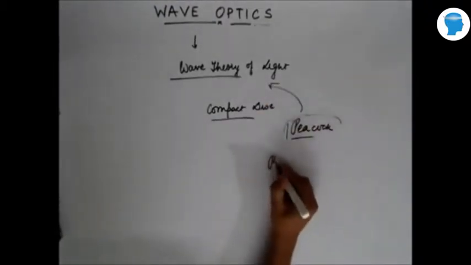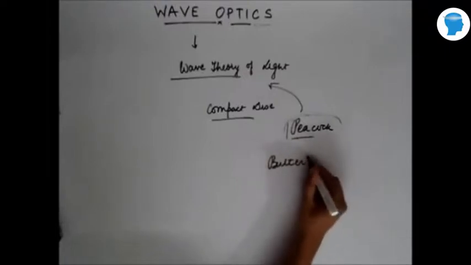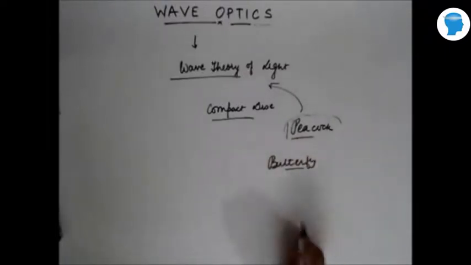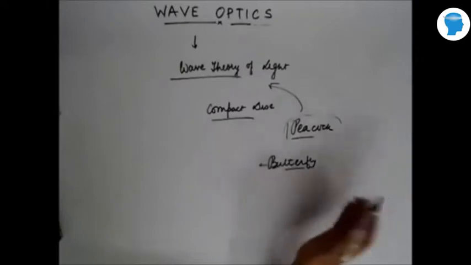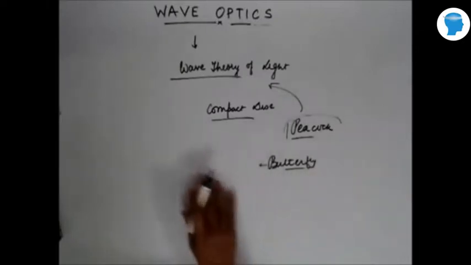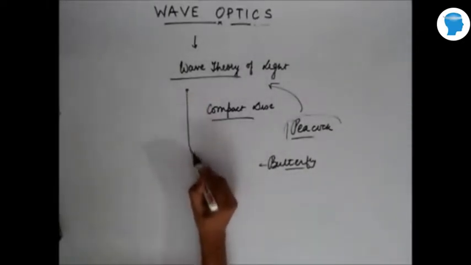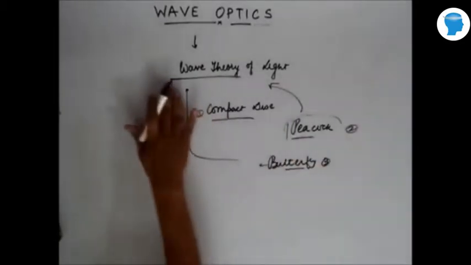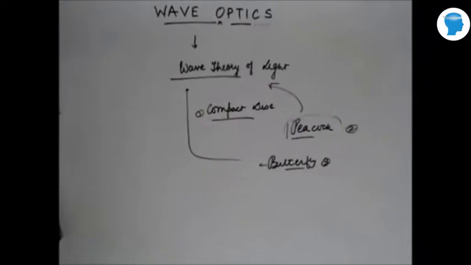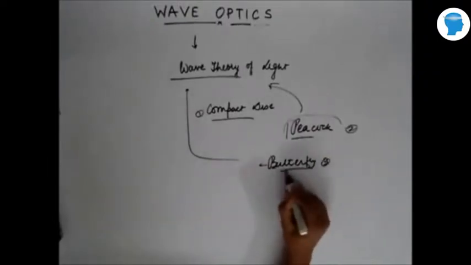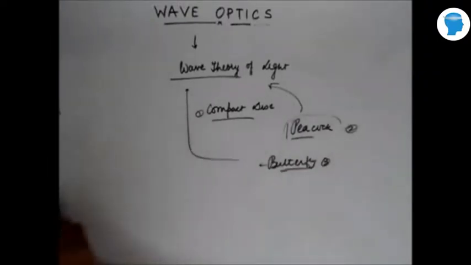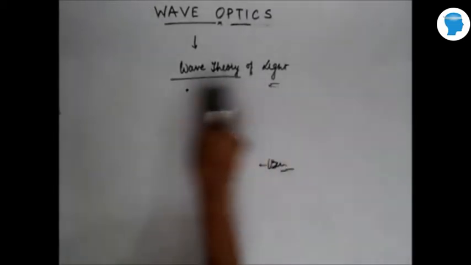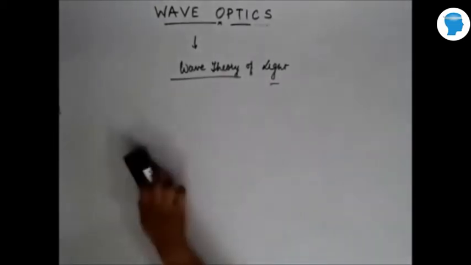Another example could be a butterfly. A butterfly looks very nice, it looks very beautiful. Again, the different colors on the feathers of a butterfly can be explained with the help of wave theory of light. So you see that there are three examples which can be explained with the wave theory of light. These are some examples which I guess are good enough to raise your interest in this topic. Now let's begin with this topic.